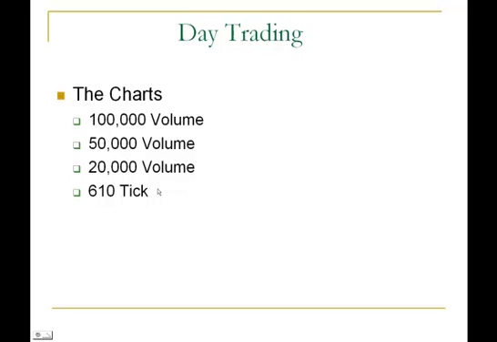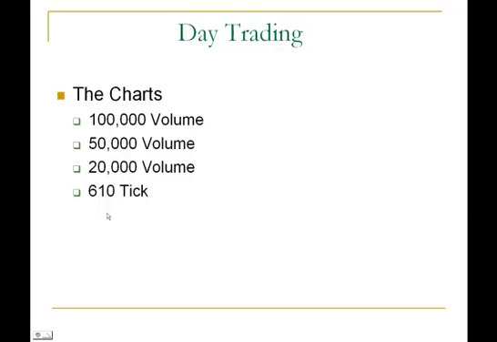And just for those of you that don't know what a volume chart is, a 100,000 share volume chart is a chart that requires 100,000 shares of whatever it is to change hands in order to draw each bar. And so each bar identifies 100,000 shares of volume. And so this is a 50,000 share chart and a 20,000 share chart, as opposed to a 610 tick chart, which is actually a very fast chart.